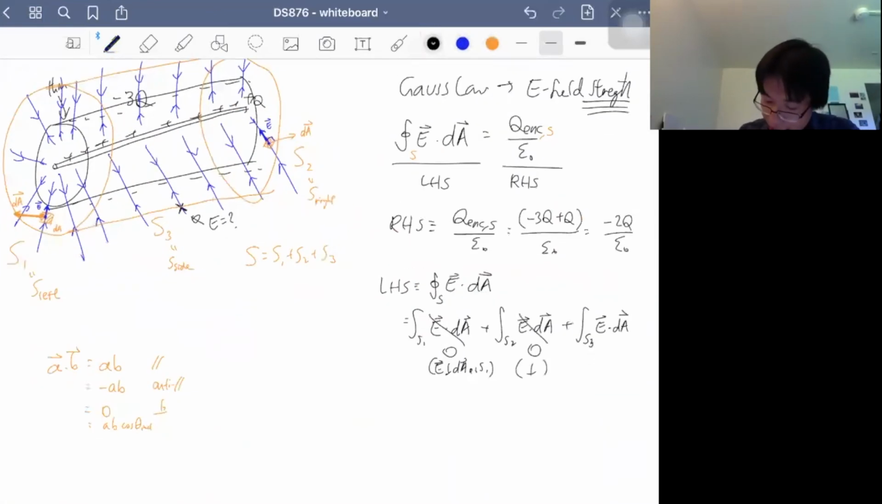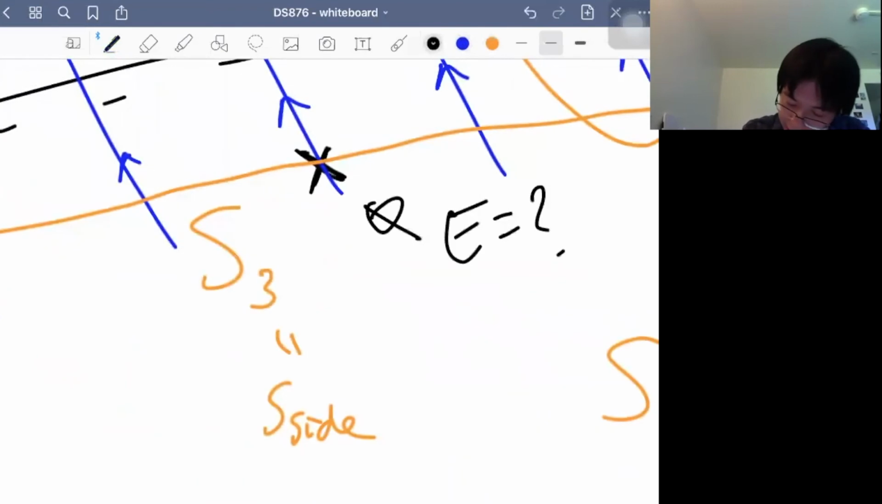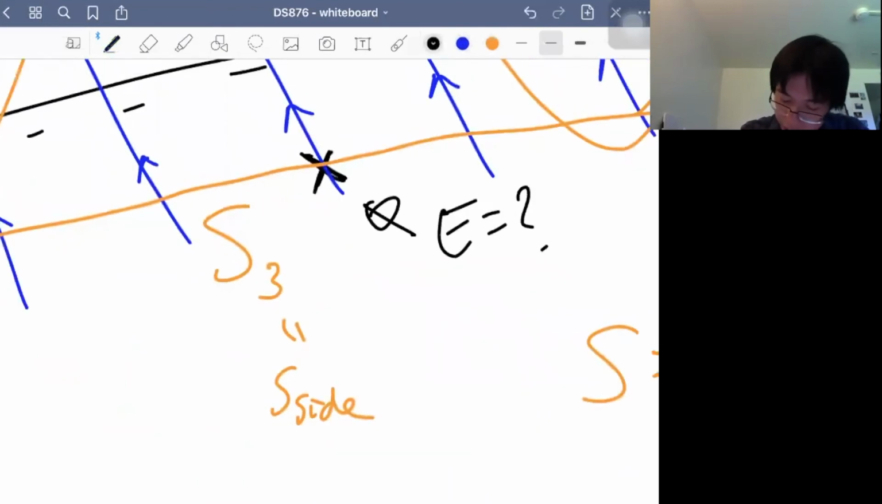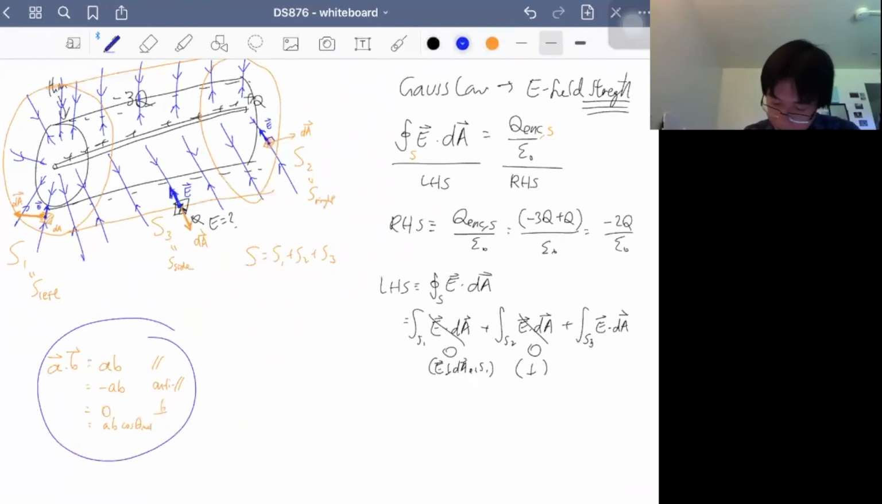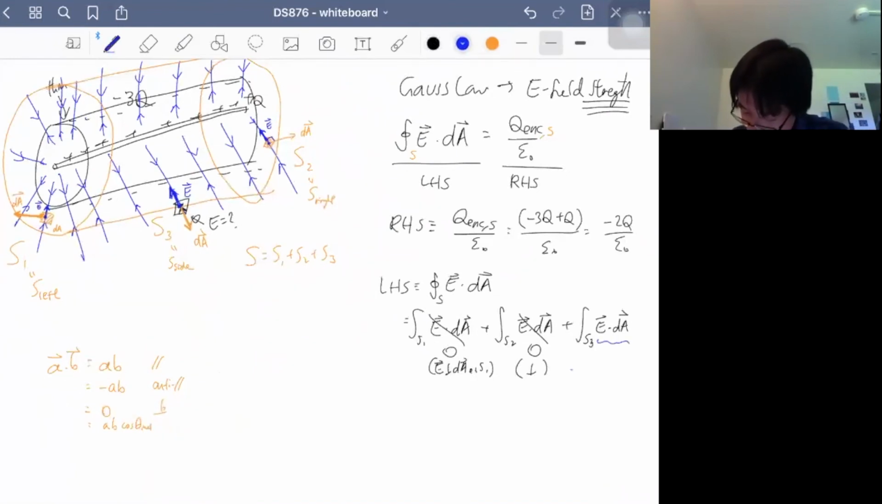All right, how about S3? S3, let's pick a little area over here. Remember, S3 is the surrounding bit, so the area would be pointing this way. And how about the electric field on S3? The electric field over here, as I've drawn, is pointing this way. Which case is this out of these 3? The E and the dA are anti-parallel. Okay, so you have negative E dA, right? 0, 0, negative E dA.